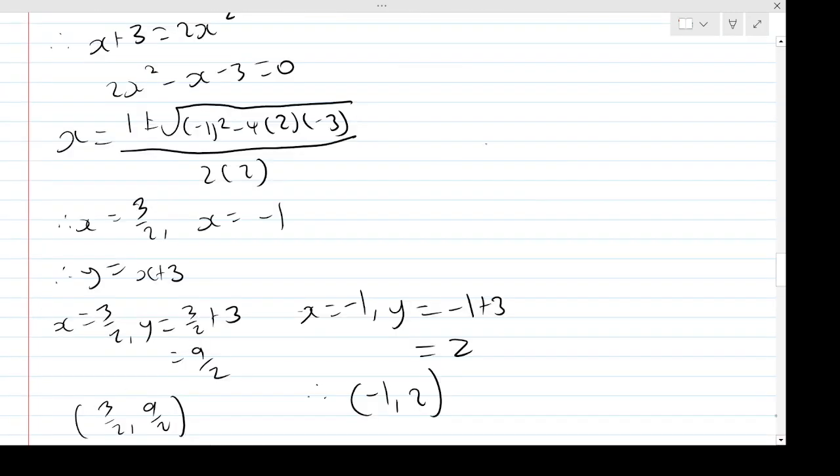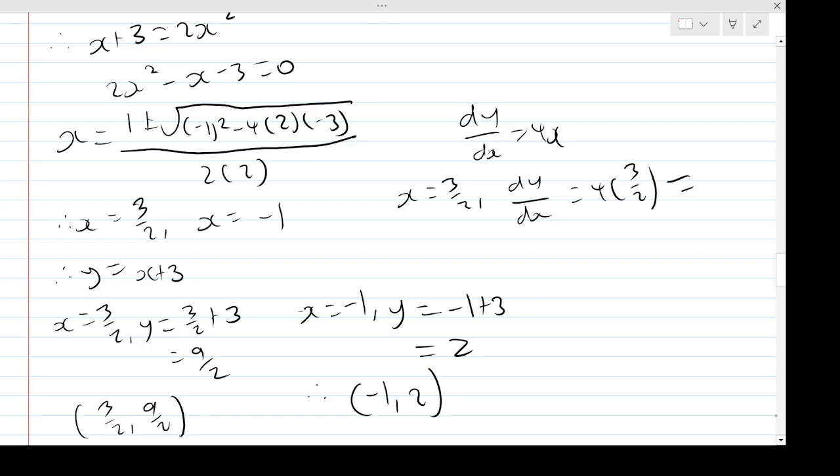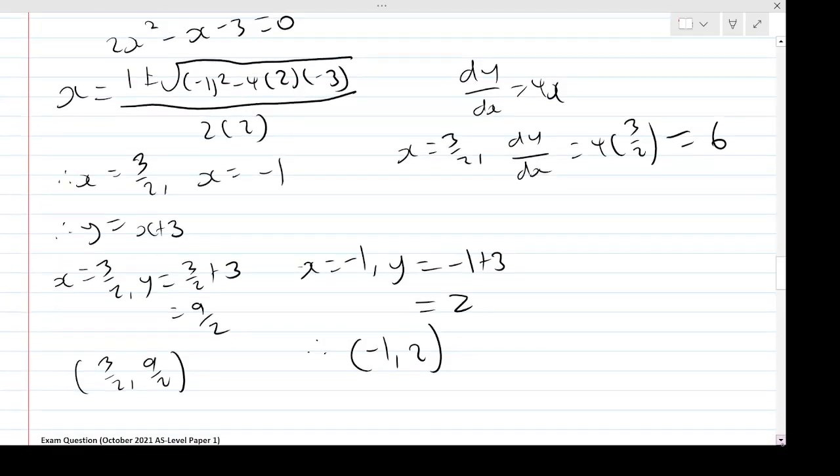If I bring that down here then, dy dx is equal to 4x, well, I can find the gradient at each point by just substituting the x point in. So firstly, when x is 3 over 2, dy dx is going to be 4 lots of 3 over 2. That would get me 6, okay? So therefore the gradient at the point x is 3 over 2, this point here, is 6.